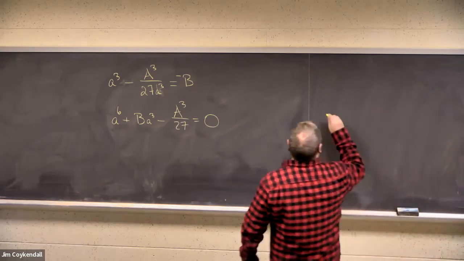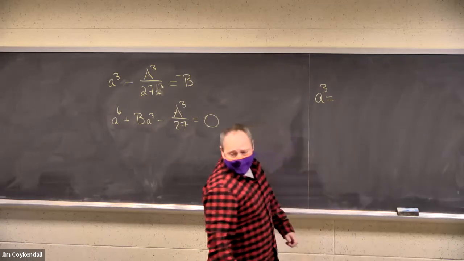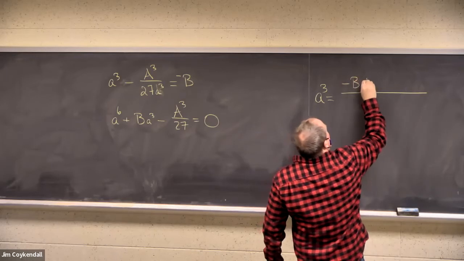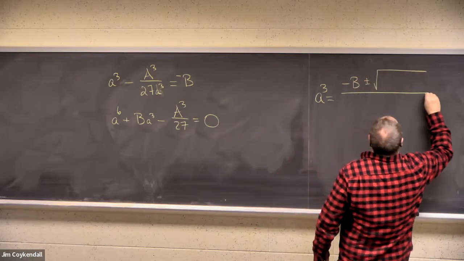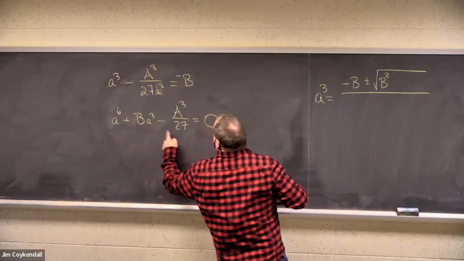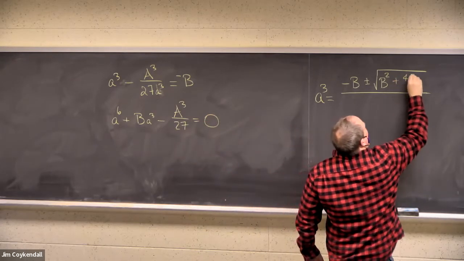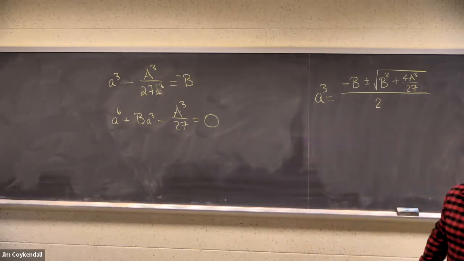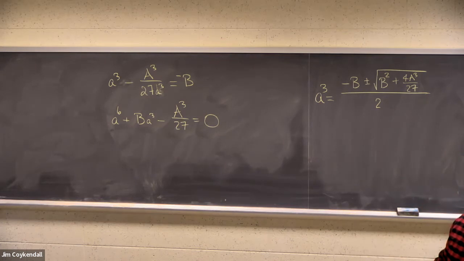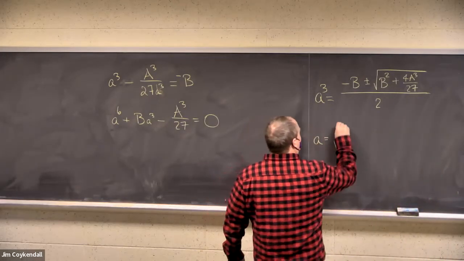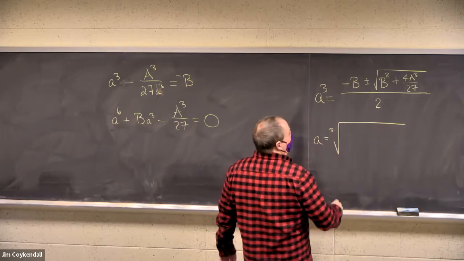And so what I can do is solve this just like it was a quadratic. And in fact, what I get is A cubed is equal to negative B plus or minus the square root of B squared minus 4 times this times this. So that's going to be plus 4 A cubed over 27, all over 2. Everybody agree? Now, you may worry a little bit about which root you pick. So you can solve this completely.